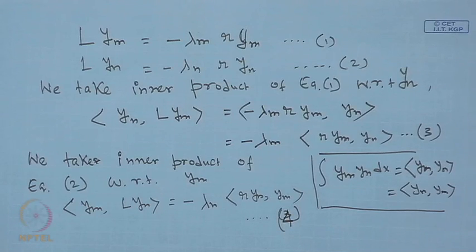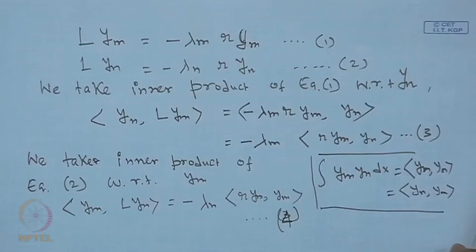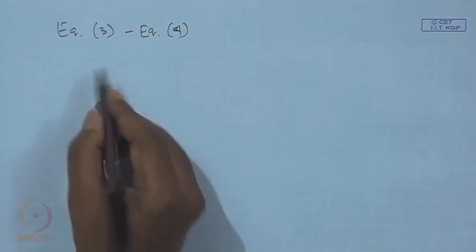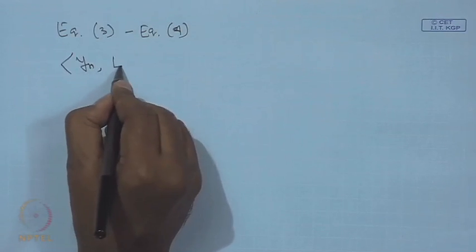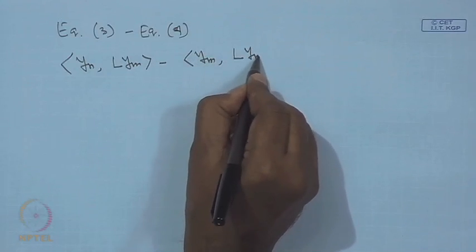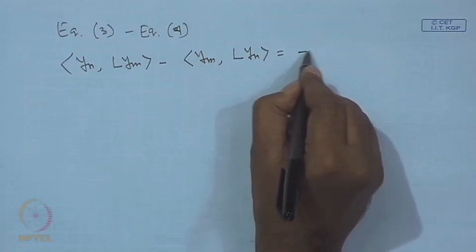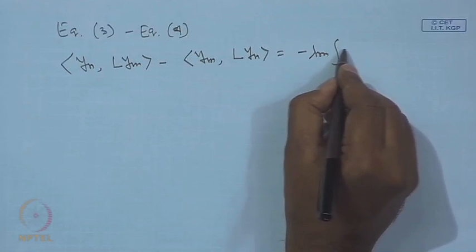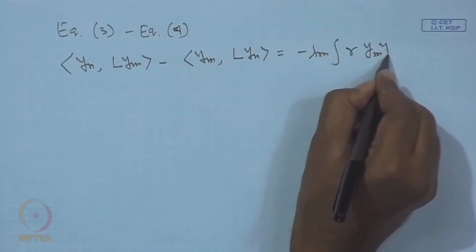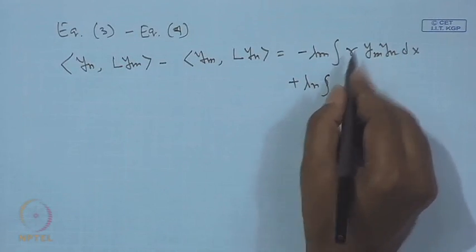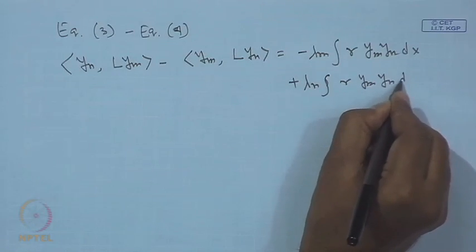Now, what do we do? We subtract equation number 4 from equation 3 and see what we get. So, if we subtract equation 4 from equation 3, we will be getting the inner product of y n and L y m minus the inner product of y m and L y n, and this will be minus lambda m. The inner product of r y m y n can be written as the integral of r y m y n dx, minus minus plus lambda n times the integral of r y m y n dx.